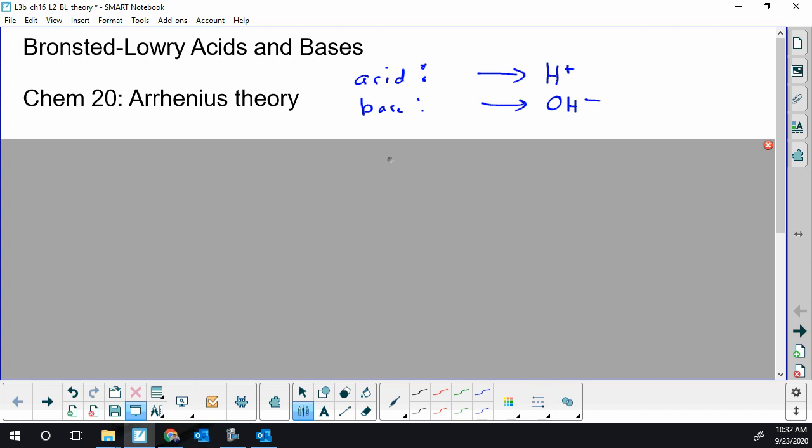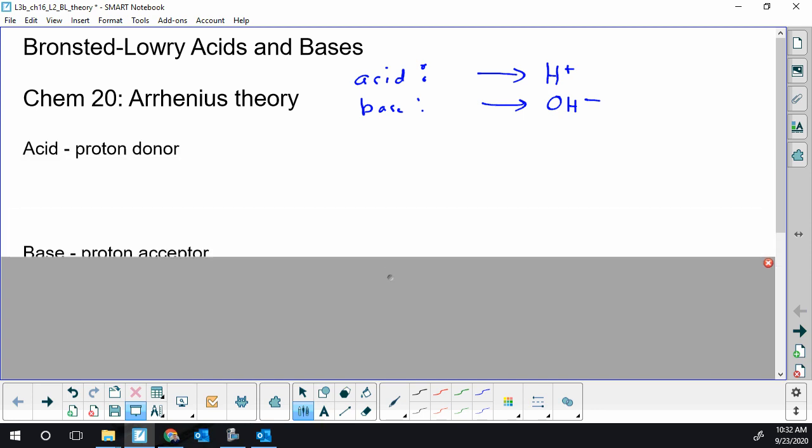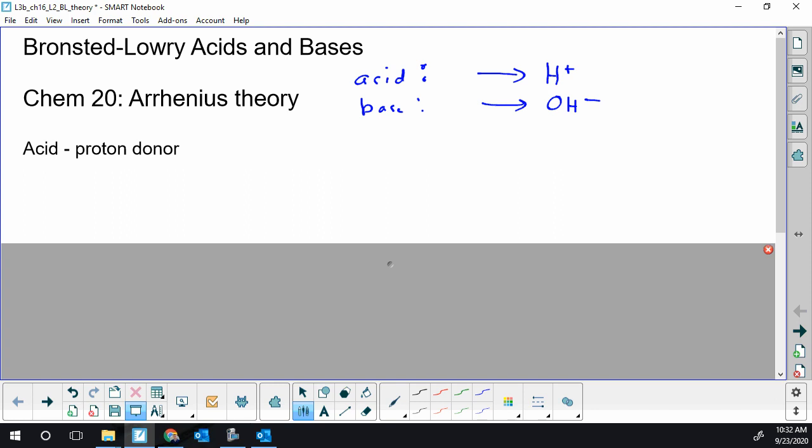Bronsted and Lowry came up with a different way to think about acids and bases. This definition, which is the Chem 30 definition, is what we're using for this course. An acid is not something that produces H plus in solution. An acid is a proton donor. Now there's similarities in the definitions, but they're not the same. So anything that can donate a proton is an acid.